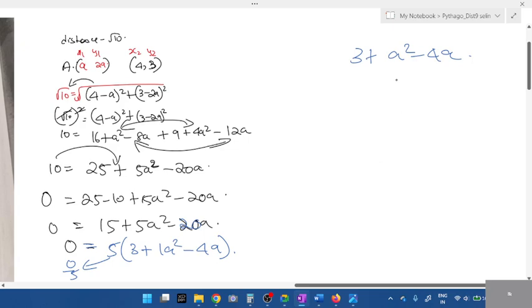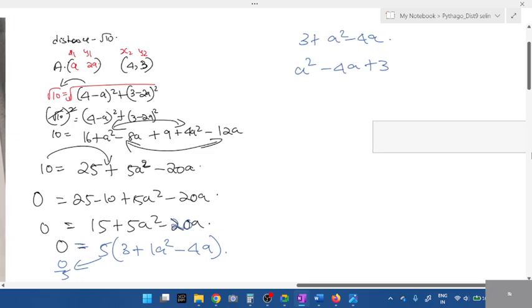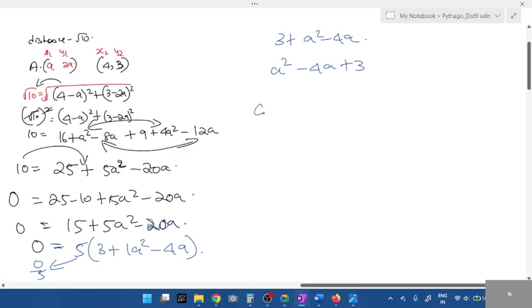Fine. So how will you rearrange this? First you should write a square, then in between you should have minus 4a, and plus 3 should be on the other side. Now factorization starts. How do you split this? See, a square plus 3 will remain as it is. The middle term will get split into two parts. For that we need to take any number given before a square.